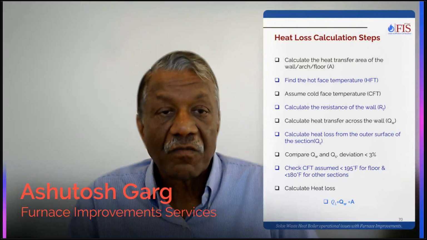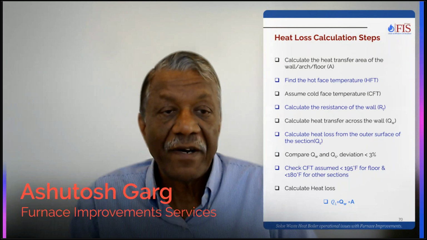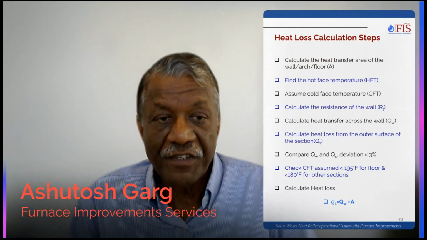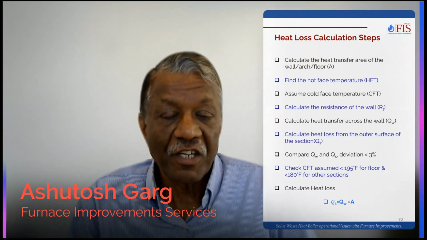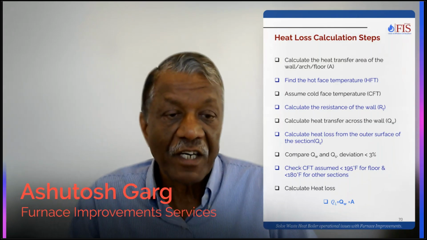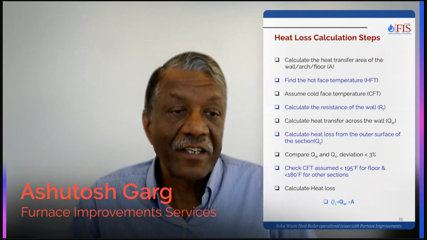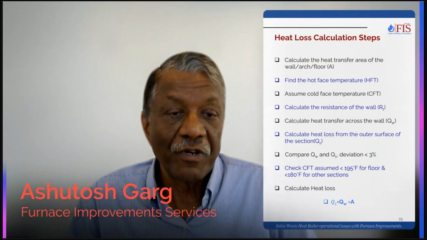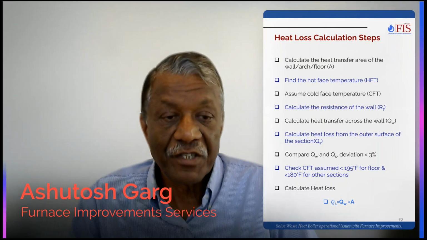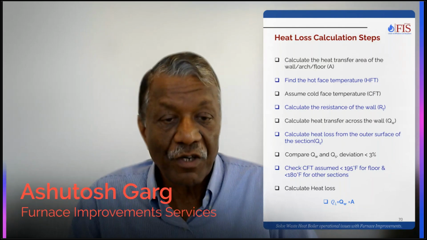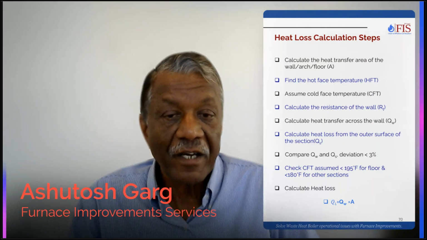So steps are very simple. Calculate heat transfer area, find the hot phase temperature, assume cold phase temperature, calculate the resistance, calculate the heat transfer loss, calculate the heat loss from the outside, QS, and then try to make sure that the QL or QW and QS are almost matching and the cold phase temperature is less than 195 for floor and 180. And then you want to calculate the total heat loss, and that will give you the answer.